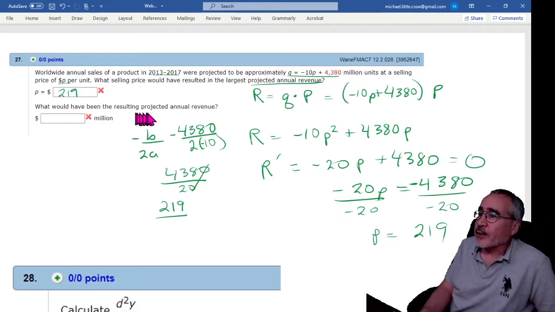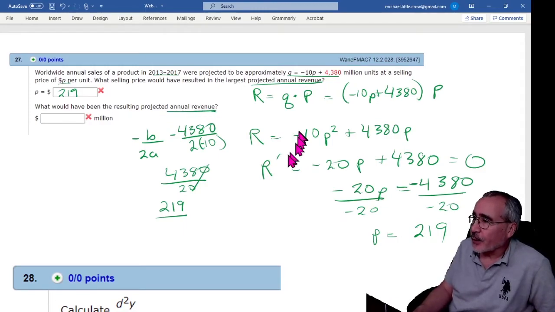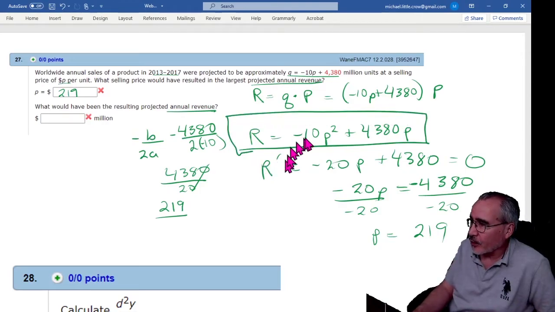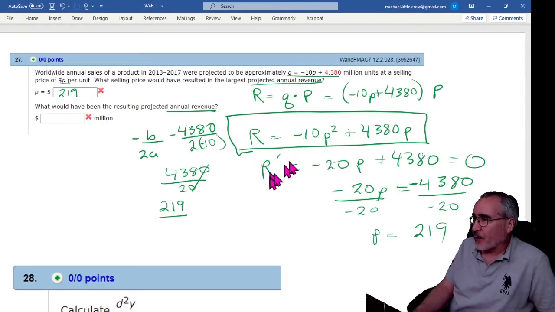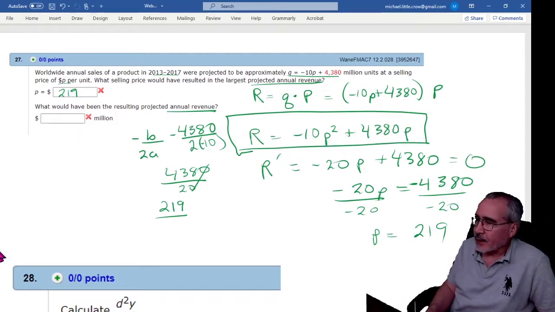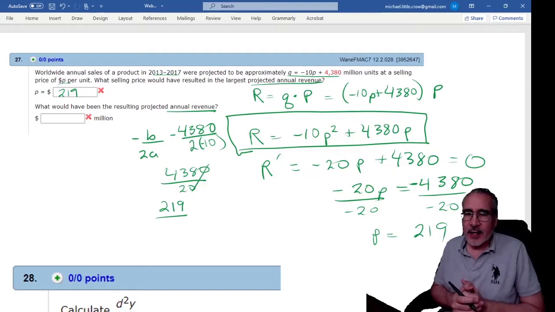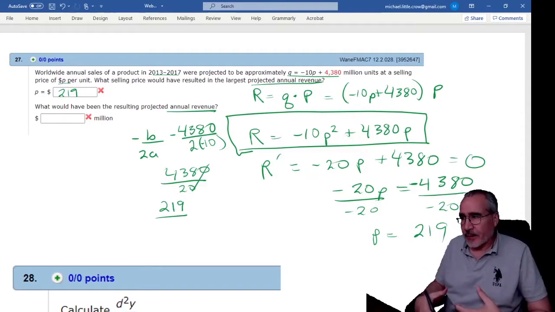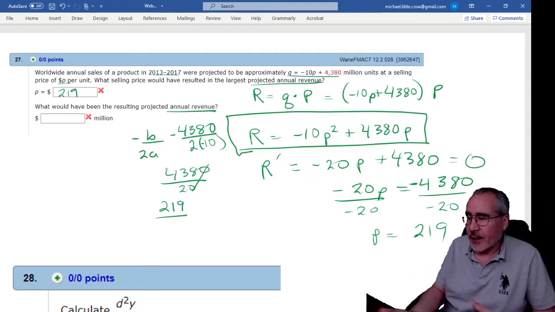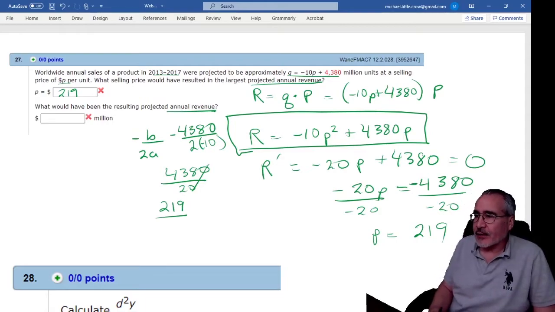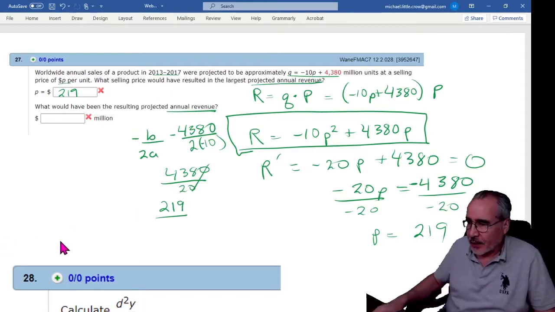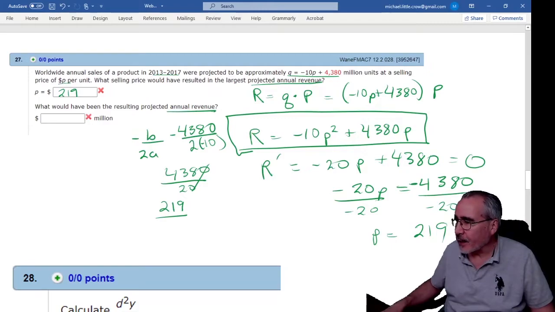What would have been the resulting projected annual revenue? So what we have to do is come back to the revenue function itself. That's why it's good to write it down. We're going to plug this price of 219 into here, and that gives us the y coordinate of the vertex. The vertex is what gives us our maximum. Let's go ahead and plug that in.